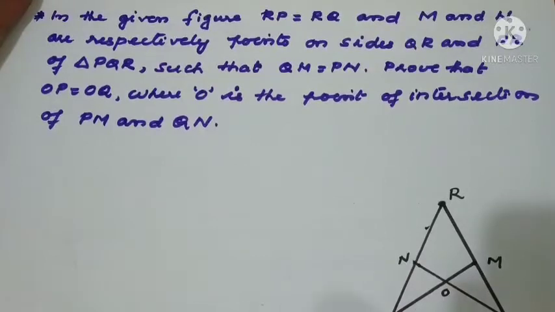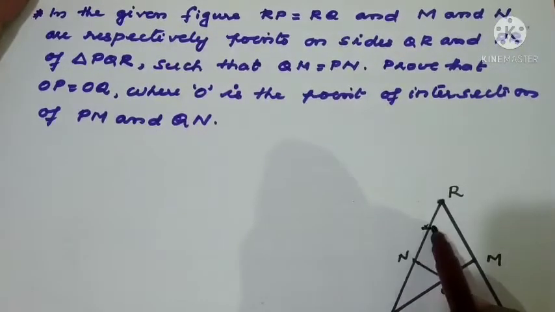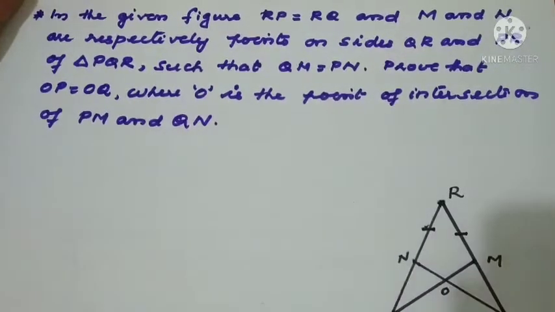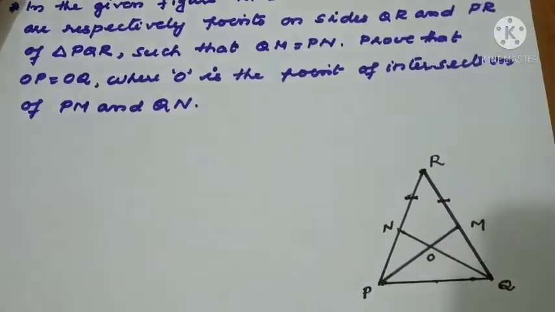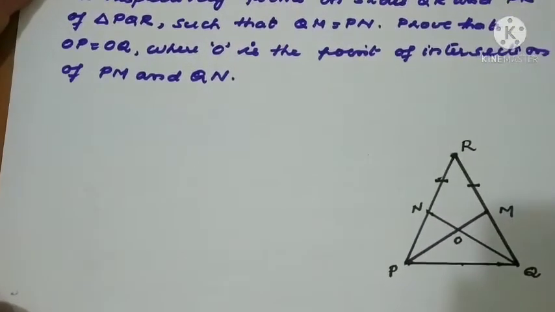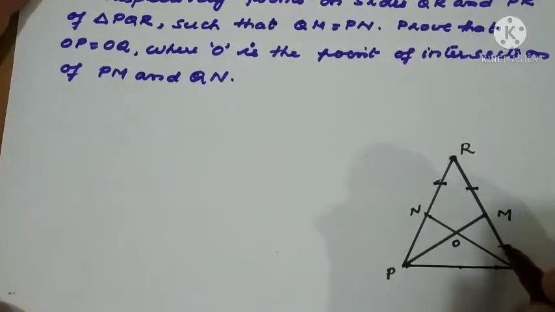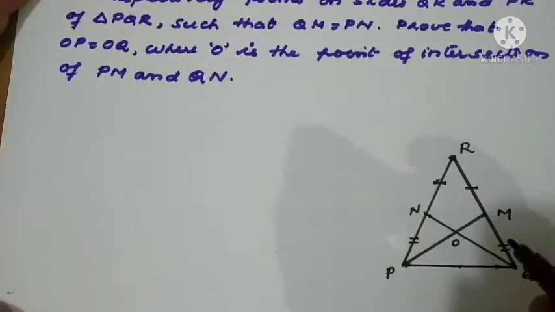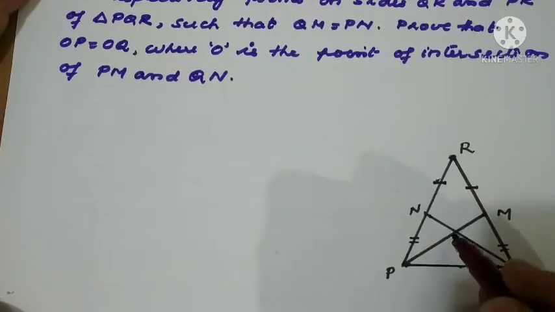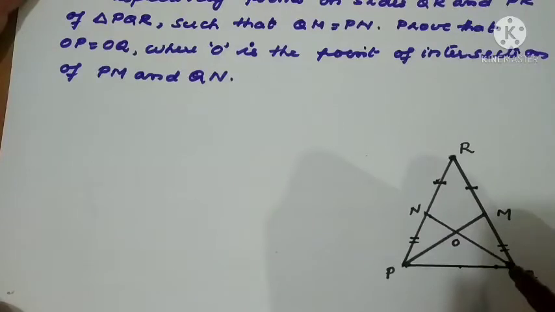So, what is given in the figure? RP equals RQ, M and N are points on the sides. Then what is the next step? QM equals PN. Next, prove that OP equals OQ. So OP and OQ are equal.